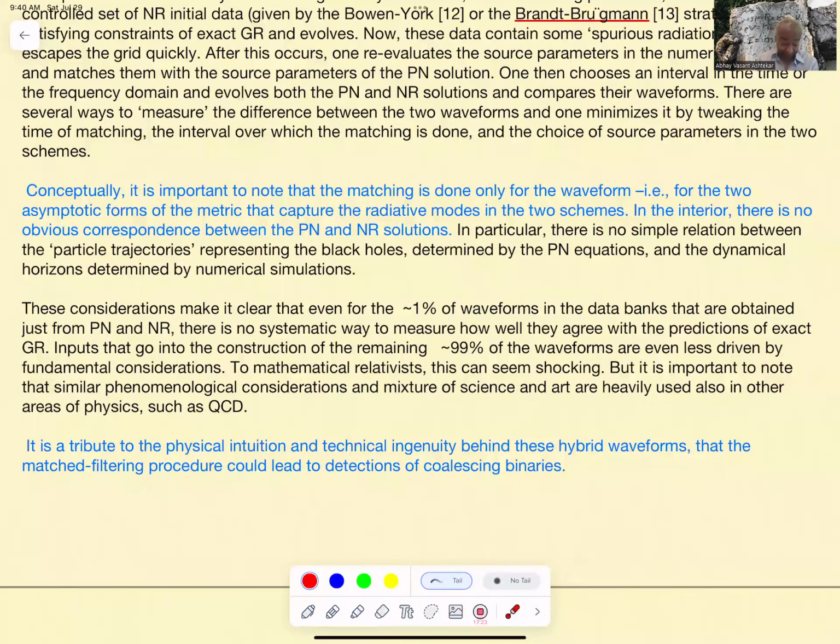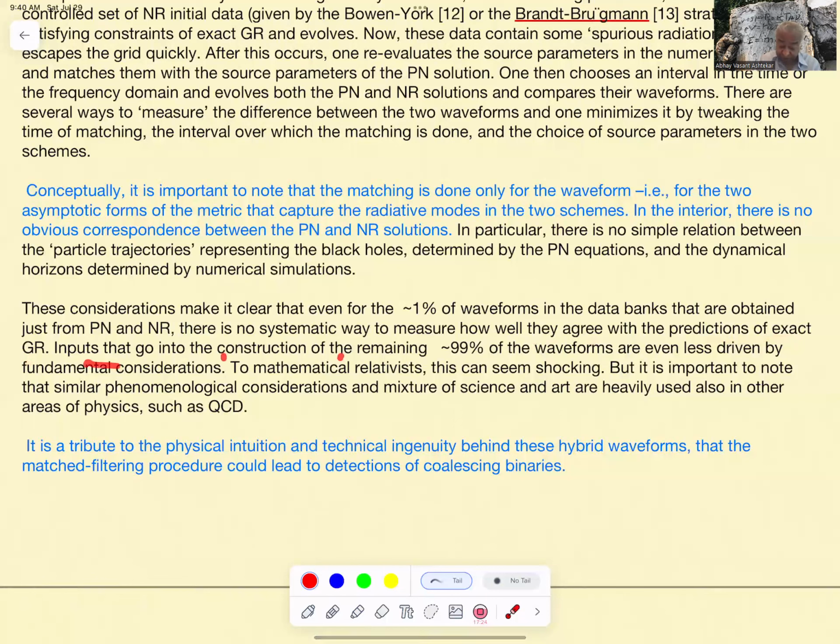Okay. These considerations make it clear that even for the 1% of the waveform in the data form that are obtained just from post-Newtonian theory and numerical relativity, other waveforms are obtained by these additional inputs, as I was mentioning, by extrapolations and so on. Even for this 1% of the waveform, there is no systematic way to measure how well they agree with the predictions of exact general relativity.